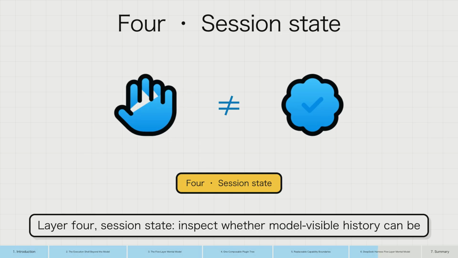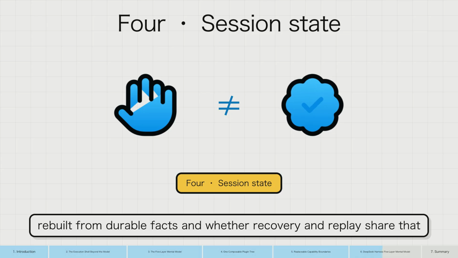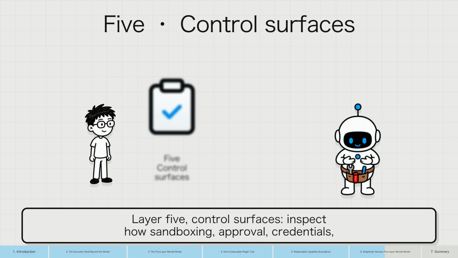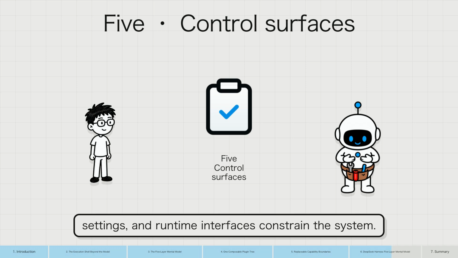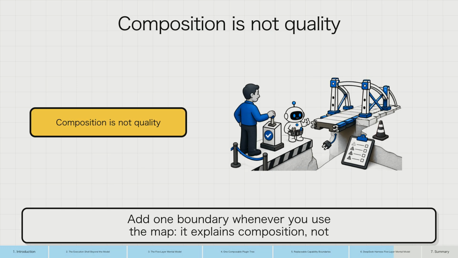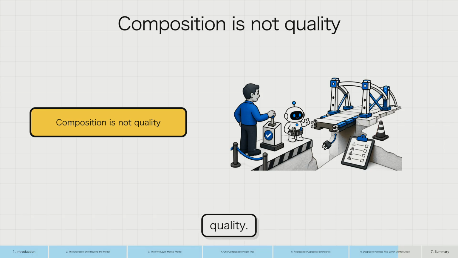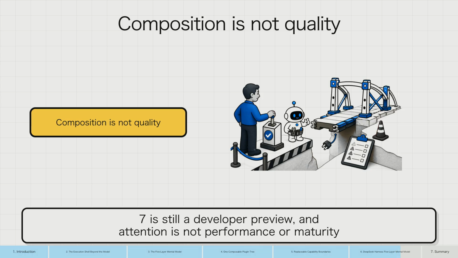Layer 4, Session State. Inspect whether model visible history can be rebuilt from durable facts and whether recovery and replay share that source. Layer 5, Control Surfaces. Inspect how sandboxing, approval, credentials, settings, and runtime interfaces constrain the system. Add one boundary whenever you use the map. It explains composition, not quality. RC7 is still a developer preview, and attention is not performance or maturity evidence.